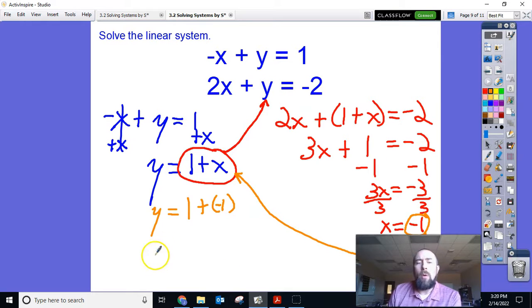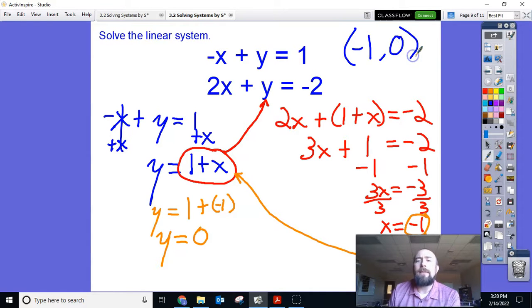So 1 plus negative 1 is 0. That means x is -1, y is 0. If you were to graph these two lines, that is the exact point where they would touch each other. If you wanted to know the names of this one, it would also be consistent and independent, because that means they have one solution where they touch each other.